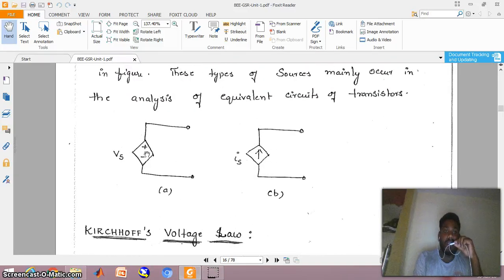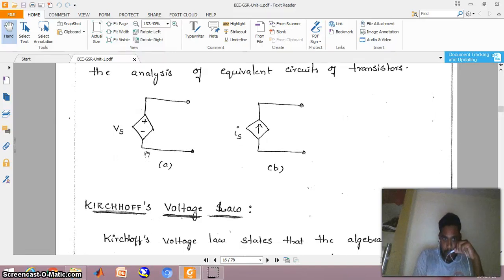So this is figure A, voltage dependent voltage source. Figure B is the current dependent current source.